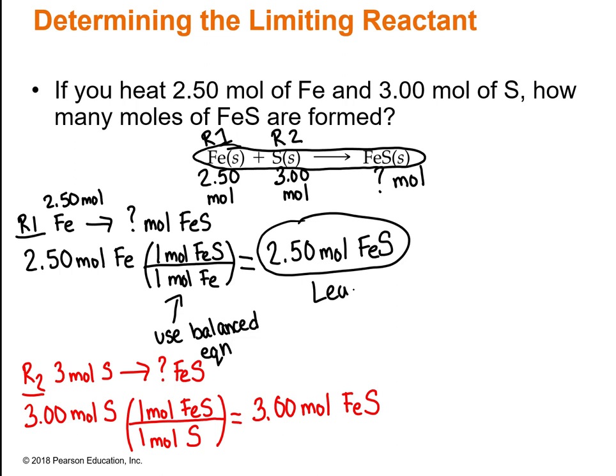So that's our least amount of product. So that means that we're going to make 2.5 moles of iron 2 sulfide, and that iron is the limiting reagent. Does everybody understand that last step? Okay.